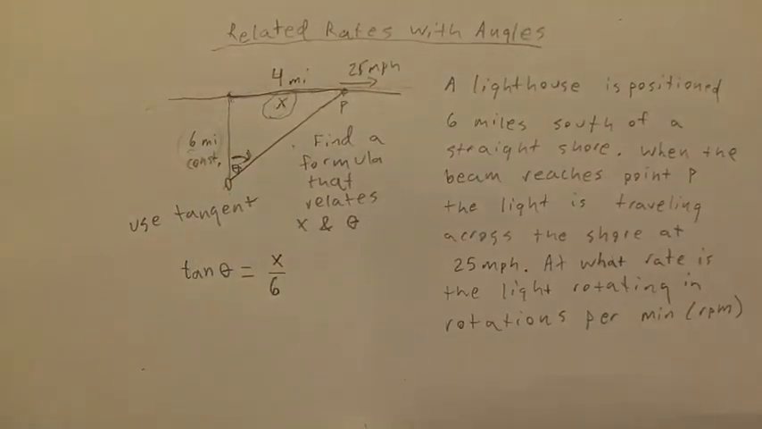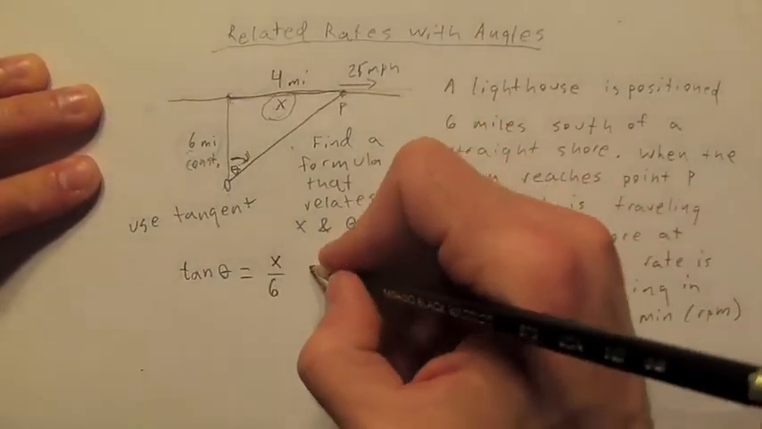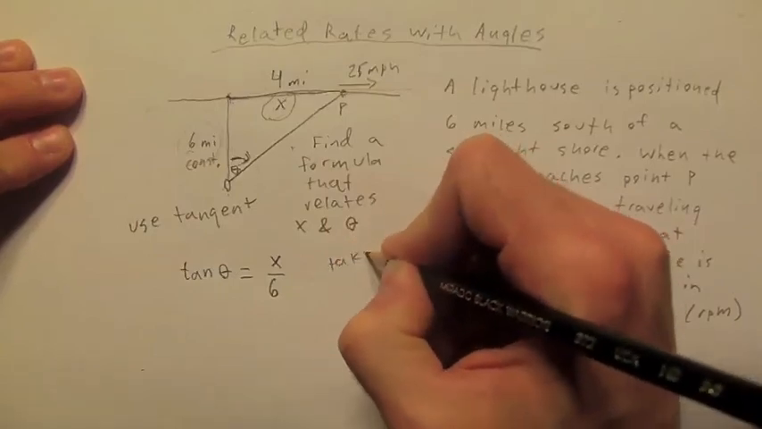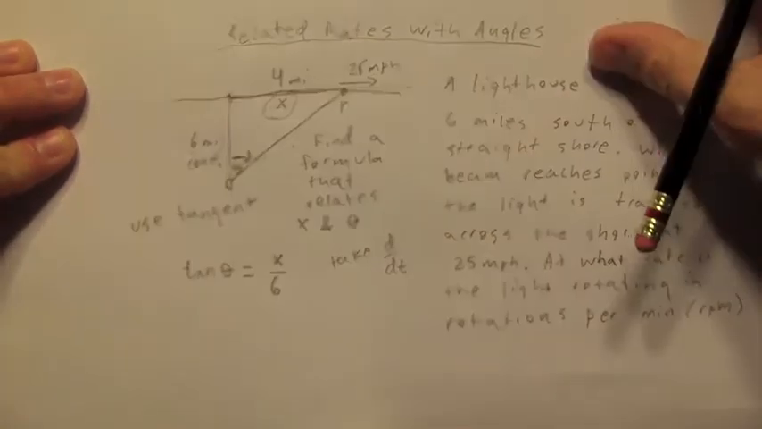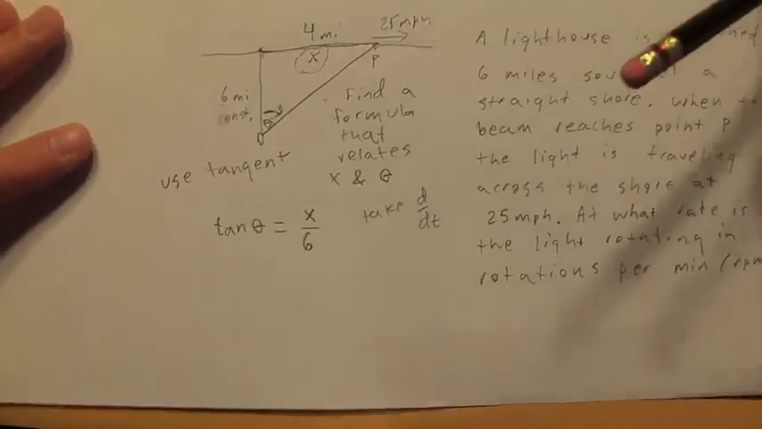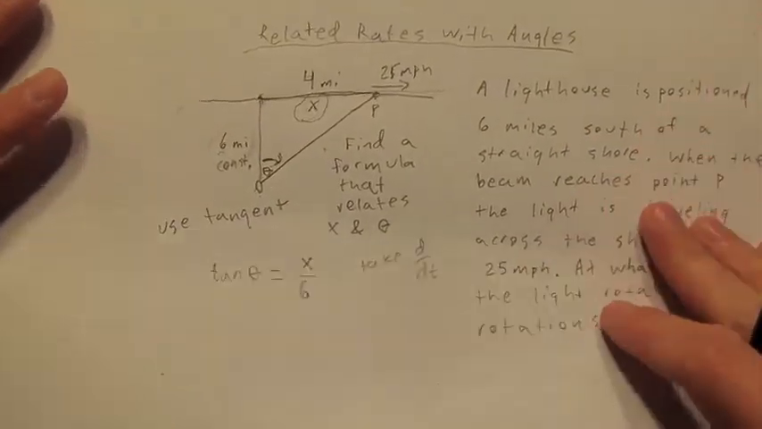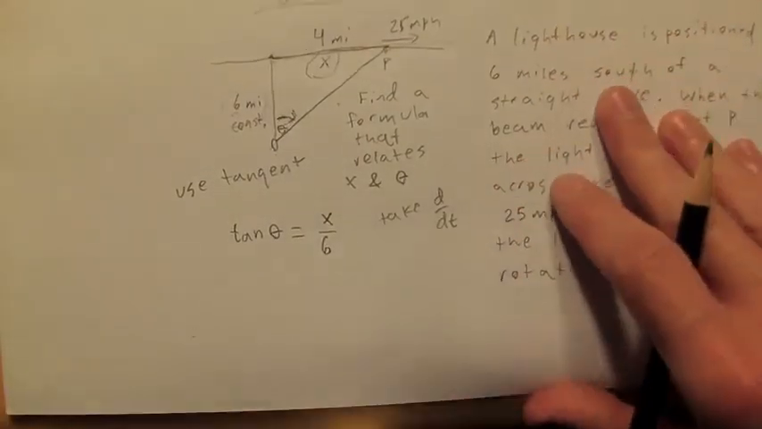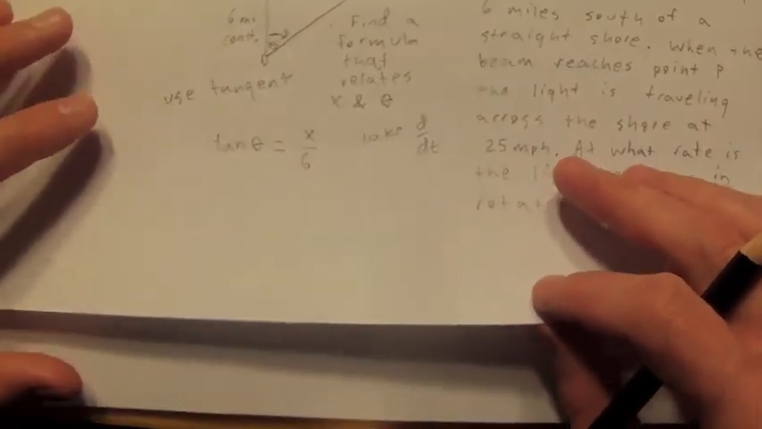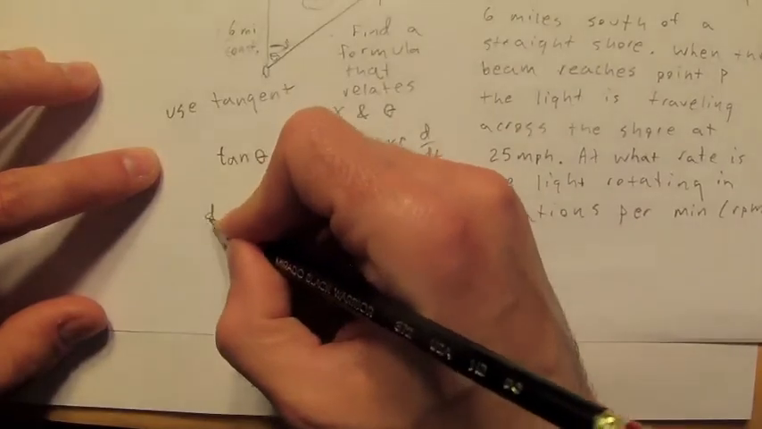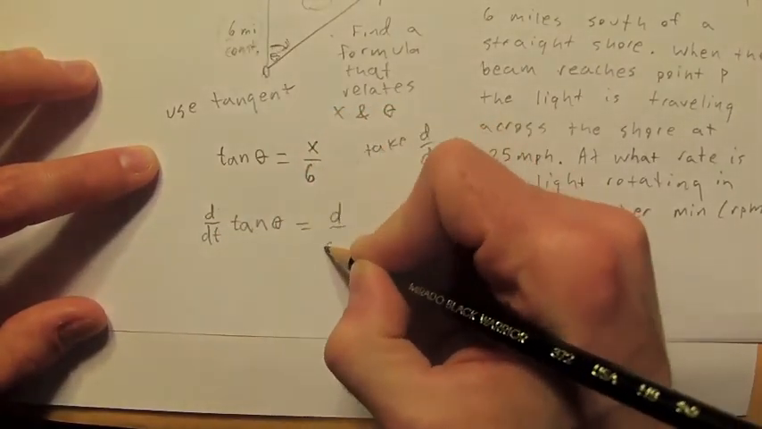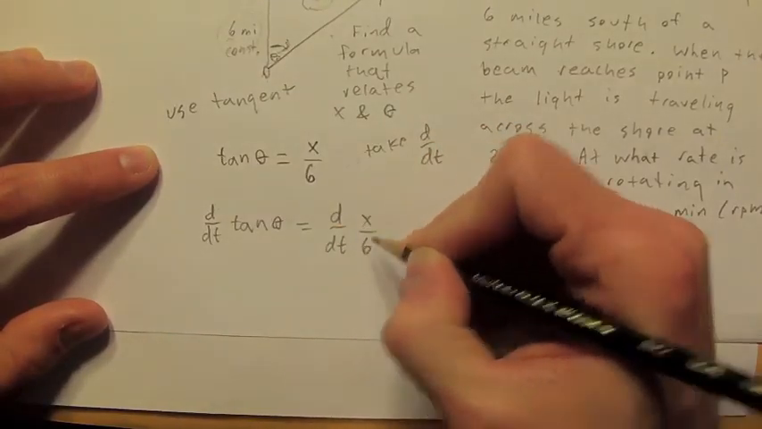And now that we've got this formula, we are going to use implicit differentiation to take the derivative with respect to t of everything. So, when I go to do that, I'm going to have the derivative with respect to t of tangent theta is equal to the derivative with respect to t of x over 6.